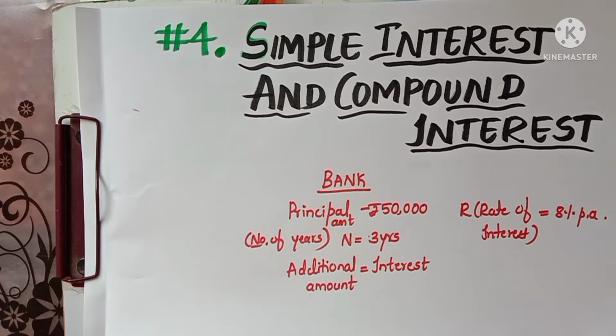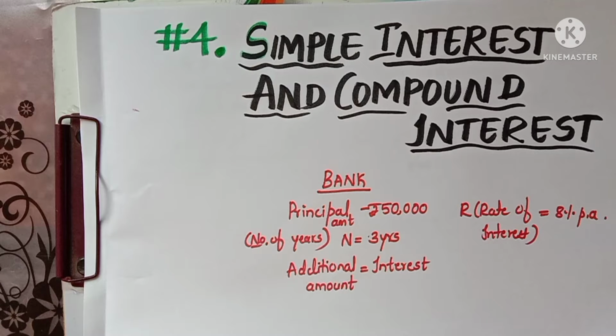Suppose that I am going to take a loan from a bank named XYZ. Suppose I am taking 50,000 rupees from a bank with a rate of interest of 8% per annum. Different banks will have different rates of interest. I am taking 8% per annum here, for 3 years.